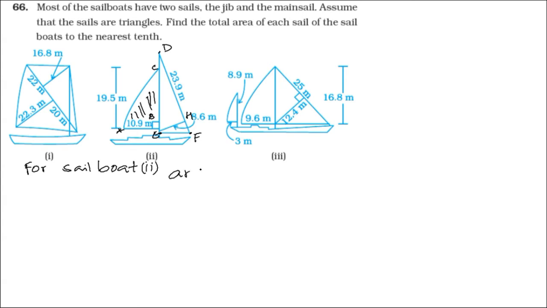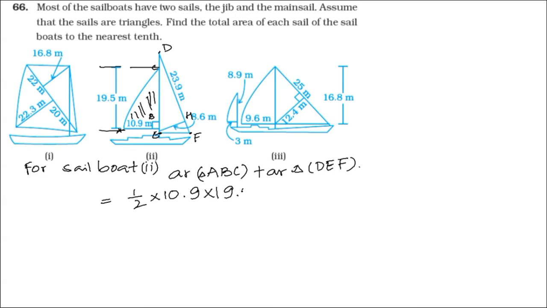It is area of triangle ABC to be added to the area of triangle DEF. On adding, we get the area. First, to find area of triangle ABC, let's take the base as 10.9 meter, and the height is this distance from here to here. It is 19.5. So half into 10.9 multiplied to 19.5 plus area of triangle DEF.